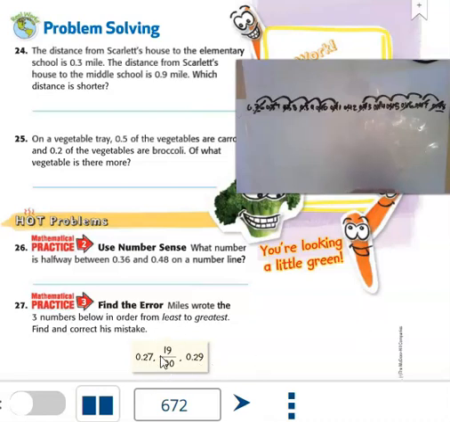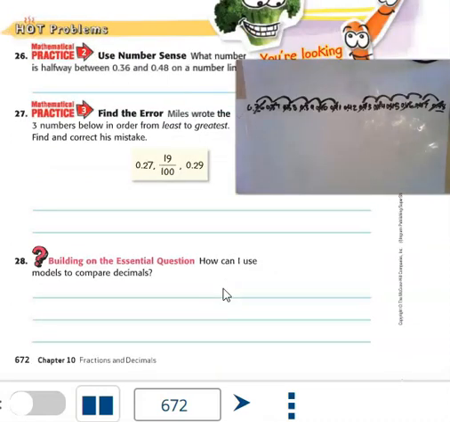How can I use models to compare decimals? Well, just like we compare the fractions, if we've got more than one shaded, then that's obviously the greater parts of a whole. So anytime you have more pieces shaded, it's going to be the greater fraction, and that's how you can use models. You can also refer back to the example problems where we shaded in the grids, and that'll help you get your word form answer for number 28.